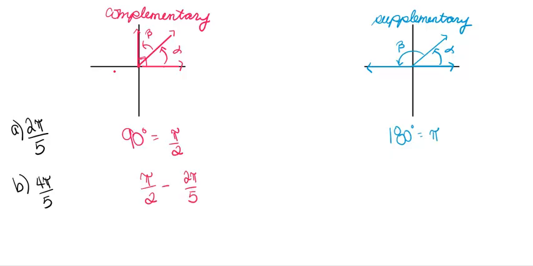Now, I've got to get a common denominator for these two. So the common denominator would be 10. So 5 times 2 would give me 10. So this would be 5 pi over 2. And 2 times 5 would give me 10. So this would be over 10, but then I have to multiply that by 2, so this will be 4 pi. 5 pi minus 4 pi is 1 pi, so it would be pi over 10. So the complement to 2 pi over 5, I'm just going to put C here, is going to be pi over 10.